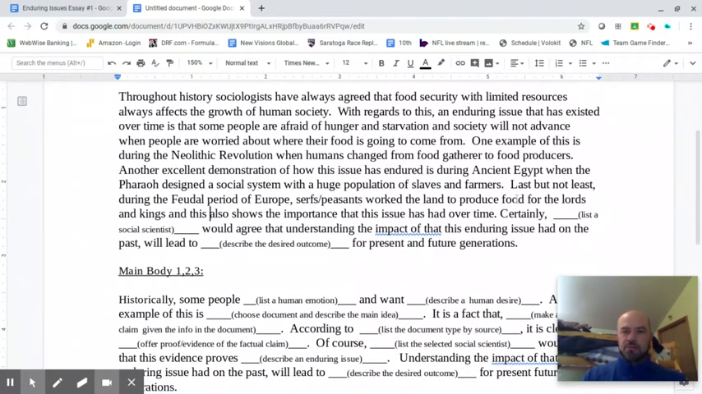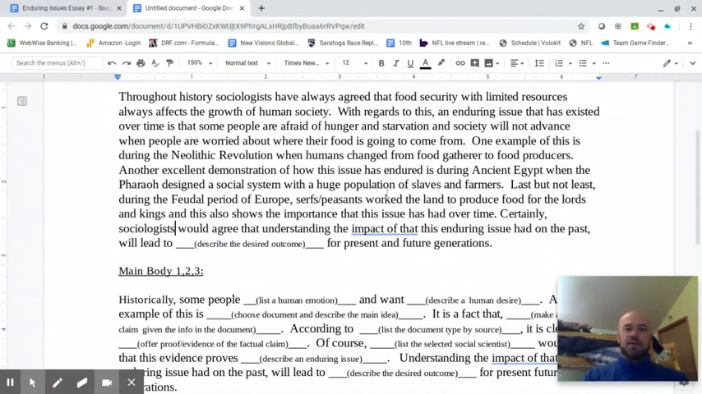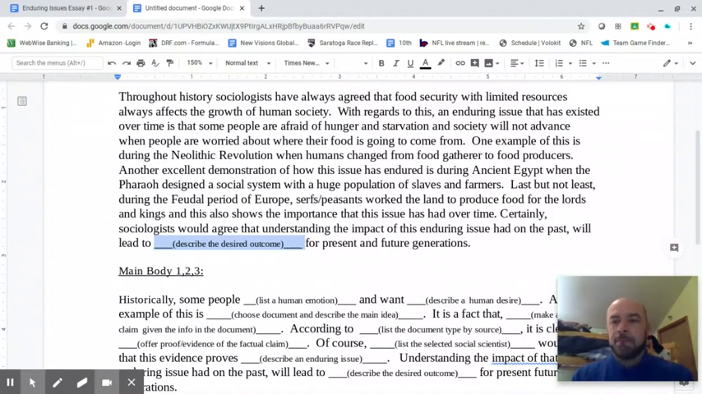Certainly, and now we're back to our social scientists again, so it's going to be the same one from up here. So certainly sociologists would agree that understanding the impact of this enduring issue had on the past would lead to, and what will it lead to in the future and present generations, probably a better understanding of how important food security is in allowing society to advance. Like maybe the time period we're living through right now, right?